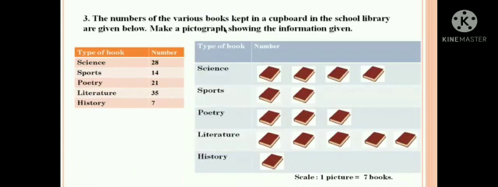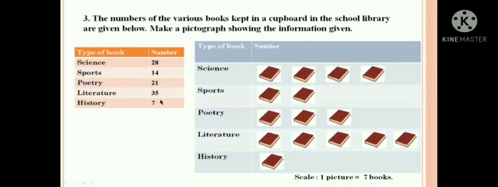Here comes the third question. The numbers of various books kept in a cupboard in the school library are given below. Make a pictograph showing the information given. Now types of books and the number are given. Science, sports, poetry, literature and history. For science it is 28. For sports it is 14. For poetry it is 21. For literature 35 and for history 7. Now which is the least one? 7. Yes. So what will be your scale? One picture is equal to 7 books.